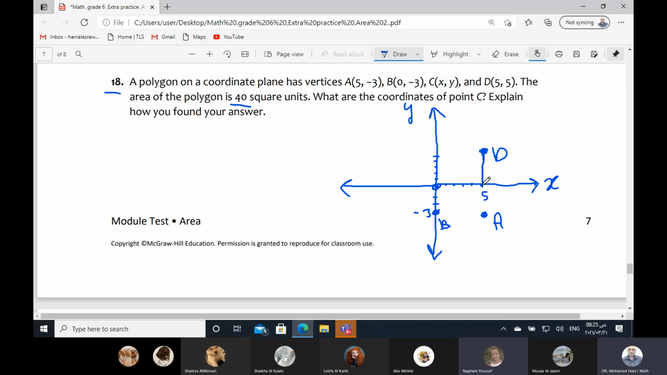Mister, I'm not sure, but is it 14 and 7? 14, 7. Okay, thank you, Nagam, maybe. Mister, because here it says 40 square units, and if we take A and B, they will equal 6. So I'm not sure what multiplied by 6 will equal 40. Okay, who has a different answer?